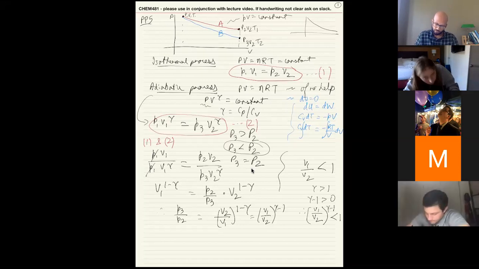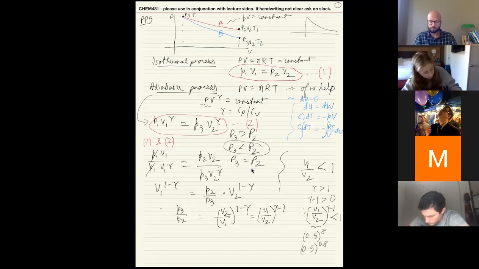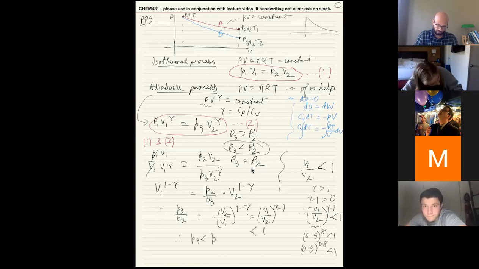So V1 by V2, for example, is something like 0.5. If you raise 0.5 to the power 8, it's going to become even smaller. If you raise 0.5 to the power 0.8, depending on the value of gamma minus 1, it will still be smaller than 1. It will become closer to 1, but it will still be smaller than 1. So either way, this is smaller than 1. Therefore, P3 is less than P2. And that is what we wanted to prove. Therefore, B lies below A.